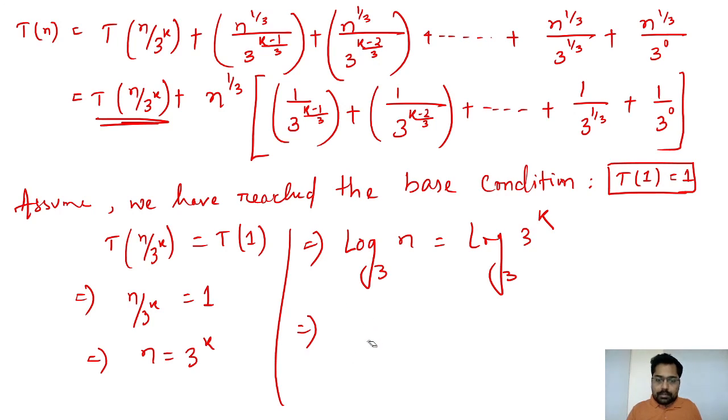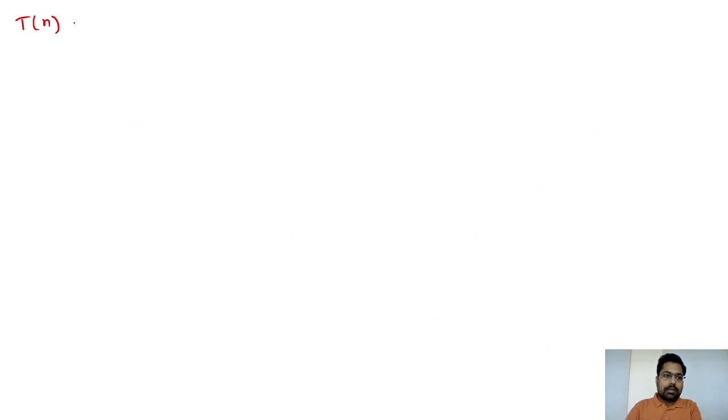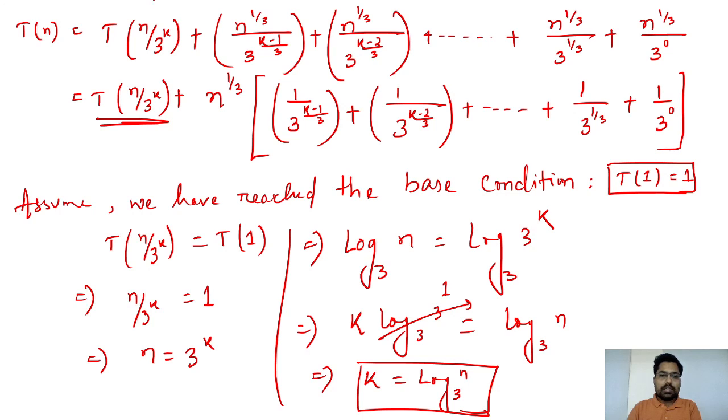Then I'm just changing the value now. k log 3 base 3 equal to log n base 3. Clear? So here you can say it's 1. k equal to log n base 3. Done. Now we are substituting, but before that, we said we reached the base condition. Next we should write T of n equal to, we say we reached the base condition, you can write it, or else you can put the value there. If you're putting the value, the k value will be log n base 3.